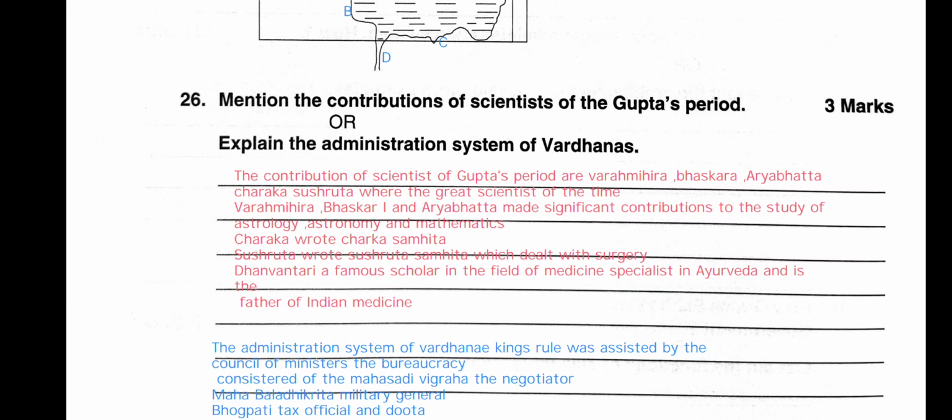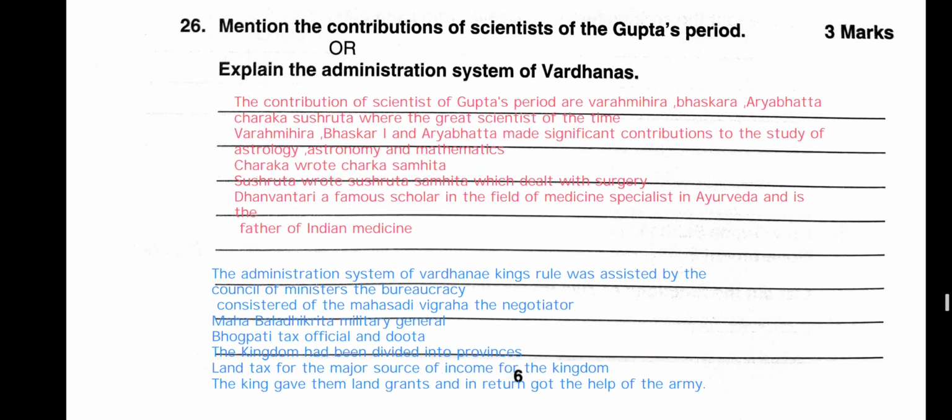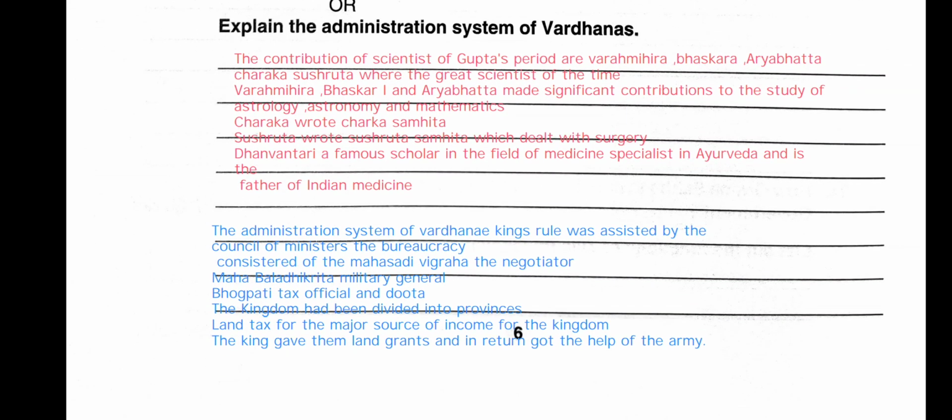Mention the contributions of scientists of Gupta's period. Varahamihira, Bhaskaravan, Aryabhata, Charaka and Shushruta were the great scientists of the time. Varahamihira, Bhaskaravan and Aryabhata made significant contributions in the study of astrology, astronomy and mathematics. Charaka wrote Charaka Samhita, Shushruta wrote Shushruta Samhita, which dealt with surgery. Dhanvantri, a famous scholar in the field of medicine, a specialist in Ayurveda, is the father of Indian medicine.